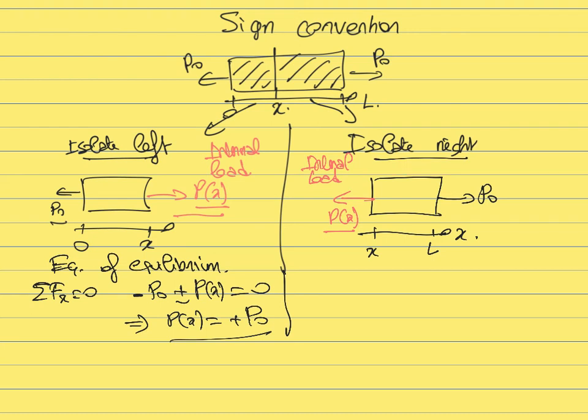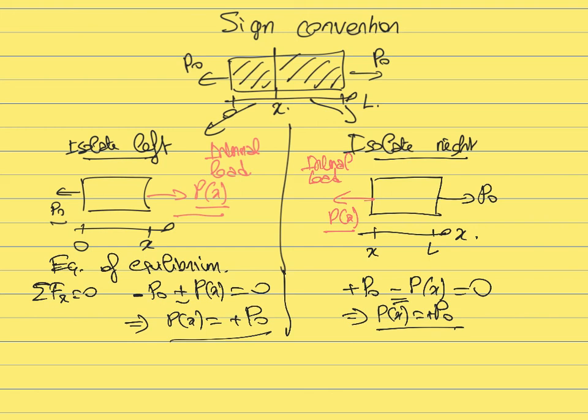So we have the force P naught that is applied on the right. This time P naught has a positive projection because it's pointing towards the positive X. And now in this case, even though this is the same internal load, the internal load is pointing towards the left, which means that now it has a negative projection. Now, those two forces must be balanced. So in this case, you find that again, the internal load is equal to plus P naught.